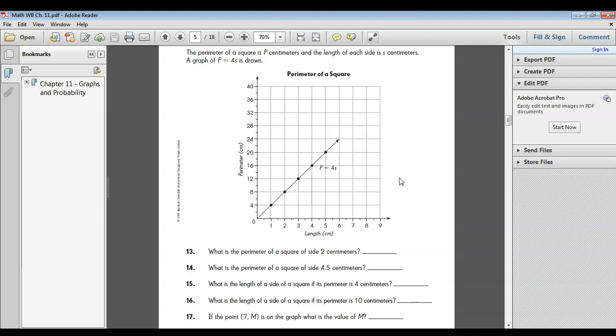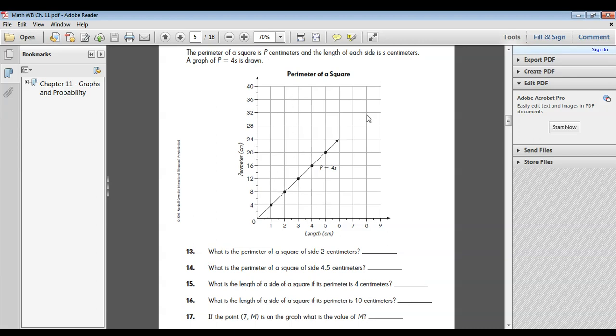Now, the most important pieces of information are what the labels read on each of the axes. So for example, on the first part of our workbook today, we're going to be dealing with length, and that's in centimeters, and then perimeter, okay? It might also help to read the directions above because that will tell you what the graph is all about. So the perimeter of a square is p centimeters, and the length of each side is s centimeters. A graph of p equals 4s is drawn down here.